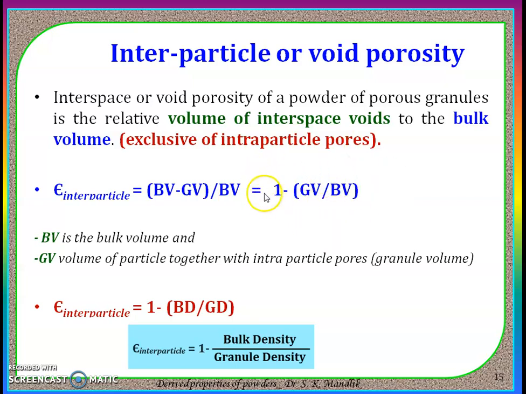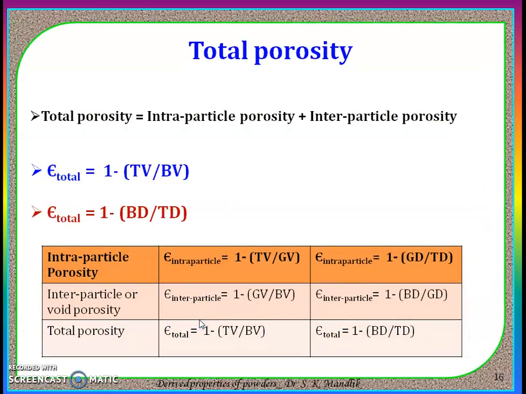The same formula we can convert in terms of density. Therefore, the equation will become 1 minus BD, that is bulk density, divided by granule density.